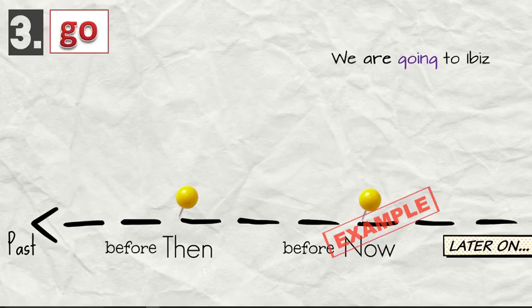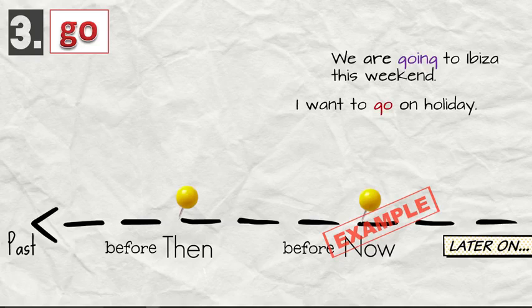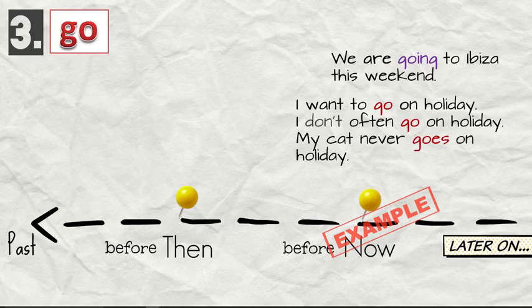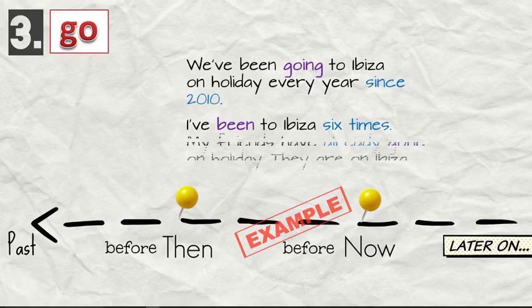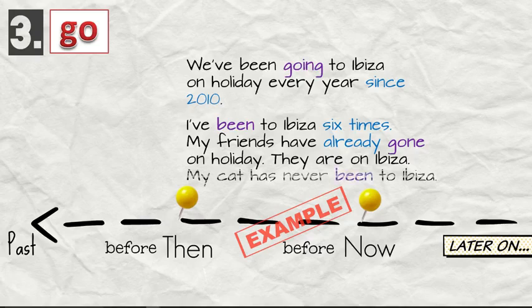We are going to Ibiza this weekend. I want to go on holiday. I don't often go on holiday. My kid never goes on holiday. We've been going to Ibiza on holiday every year since 2010. I've been to Ibiza 6 times. My friends have already gone on holiday. They are on Ibiza. My cat has never been to Ibiza.